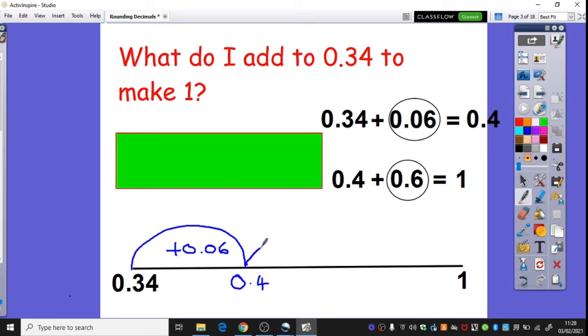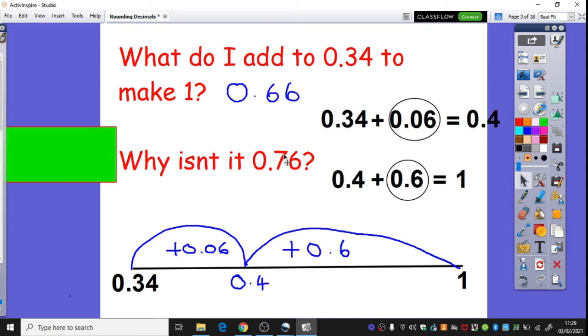When we're on 0.4, we then need to add another 6 tenths, which is 0.6, to get to the next whole number. So our answer then, we can see it over here, we've got 6 hundredths, and we've also got 6 tenths, and altogether that makes 0.66.